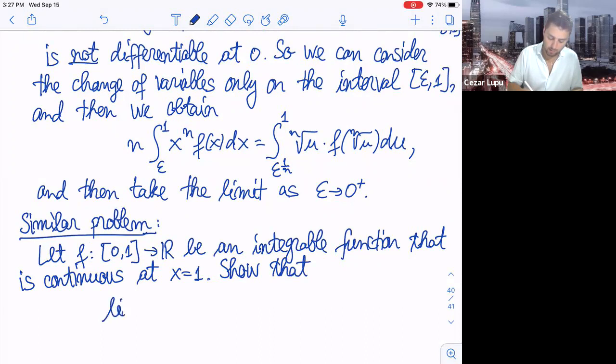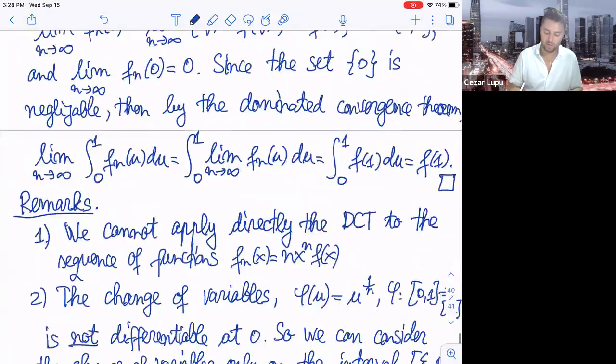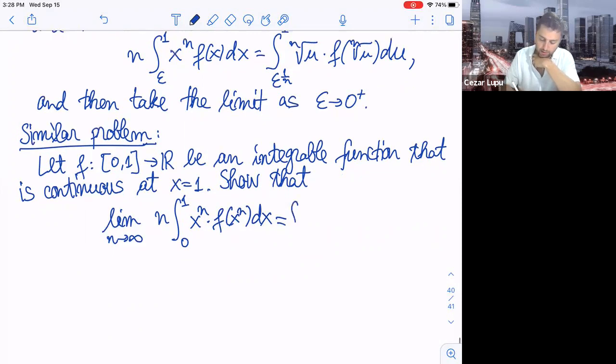the limit as n approaches infinity of, so let's modify this a bit, the integral from 0 to 1 of x to the n times, so this problem was f of x, let me see. Okay, and now I'm just going to put f of x to the n dx. So let's see, this will give us what? Okay, so that would be actually the integral from 0 to 1 of f of x dx. So try to play around with this one.